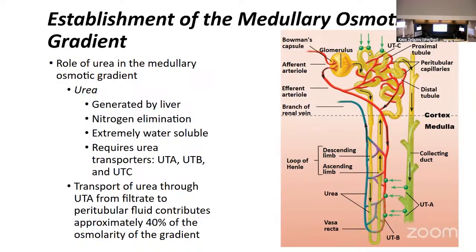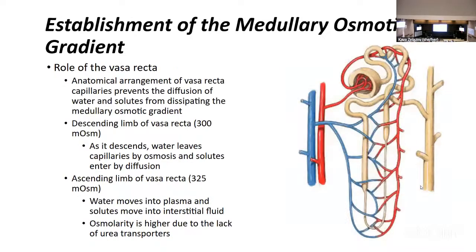So you can see the location of these urea transporters in the image. And one of the things to note here is that some of that high osmolarity that we see in the medulla in these deeper parts of the kidney are because we also have movement of urea into those areas. So this is like an add-on here to what we discussed last time.